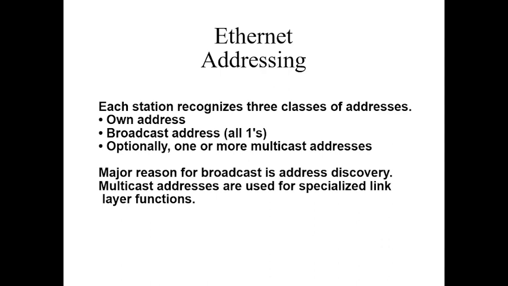Multicast addresses are used for specialized link layer functions. So addressing is mostly the three classes of addresses: one's own address, broadcast addresses, and optionally one or more multicast addresses. The major reason for the broadcast is address discovery, and multicast addresses are used for specialized link layer functions.